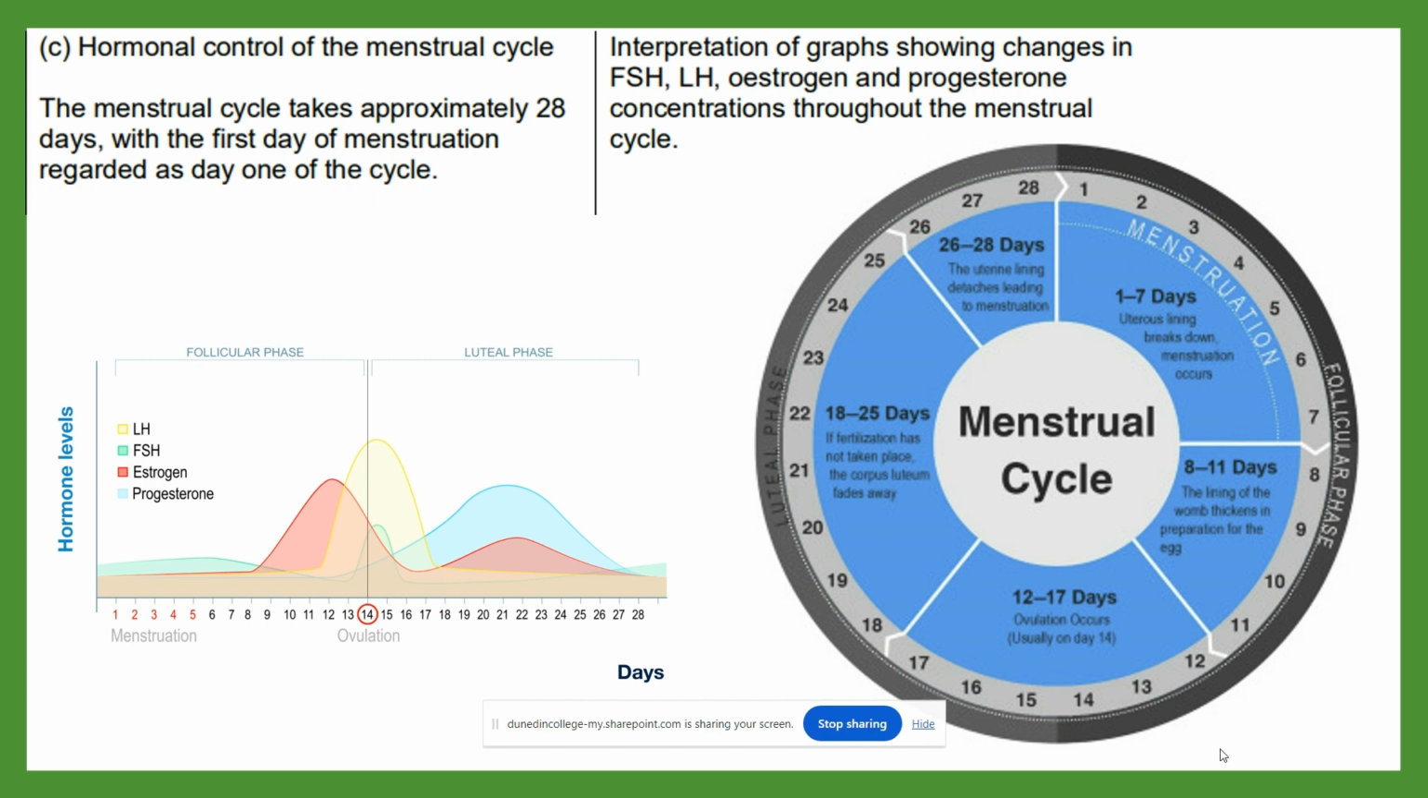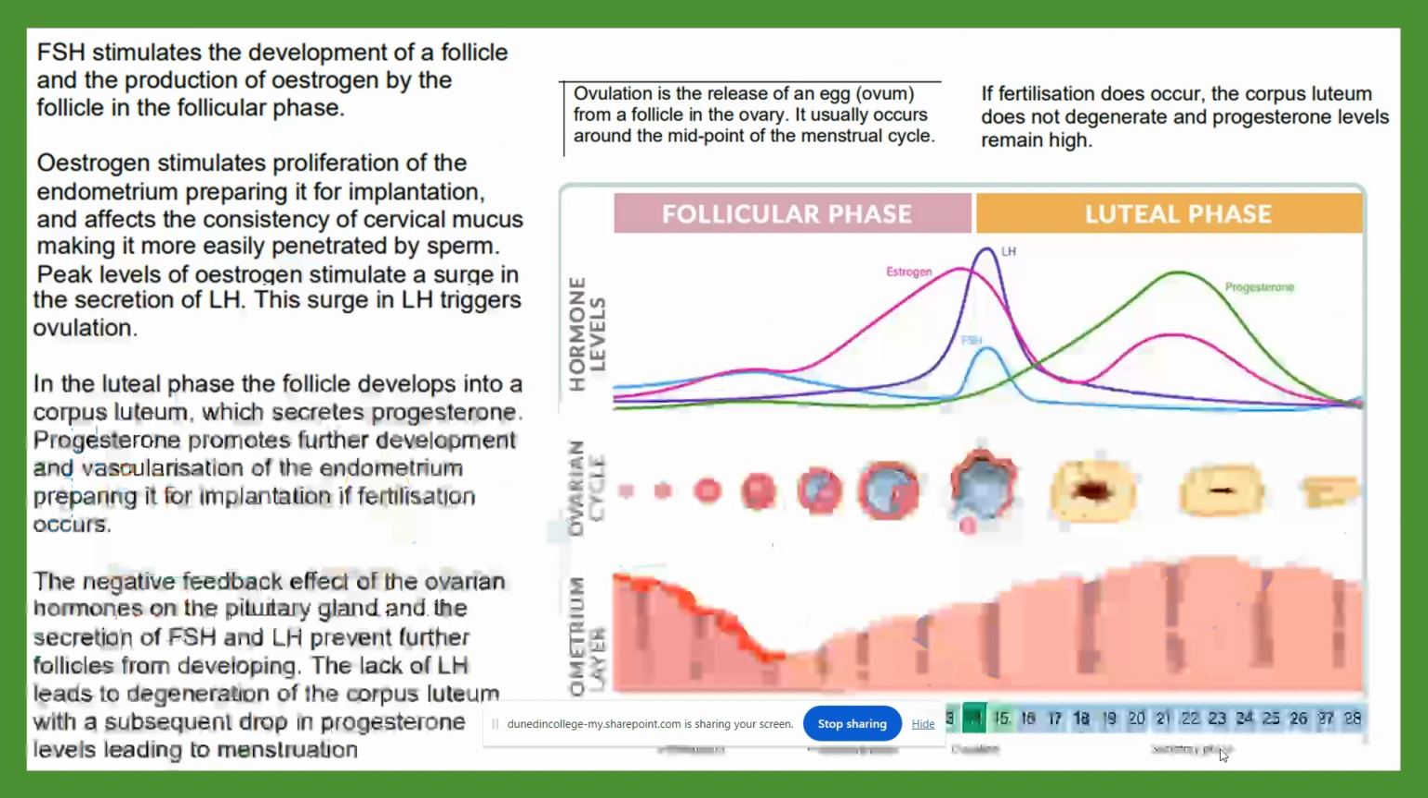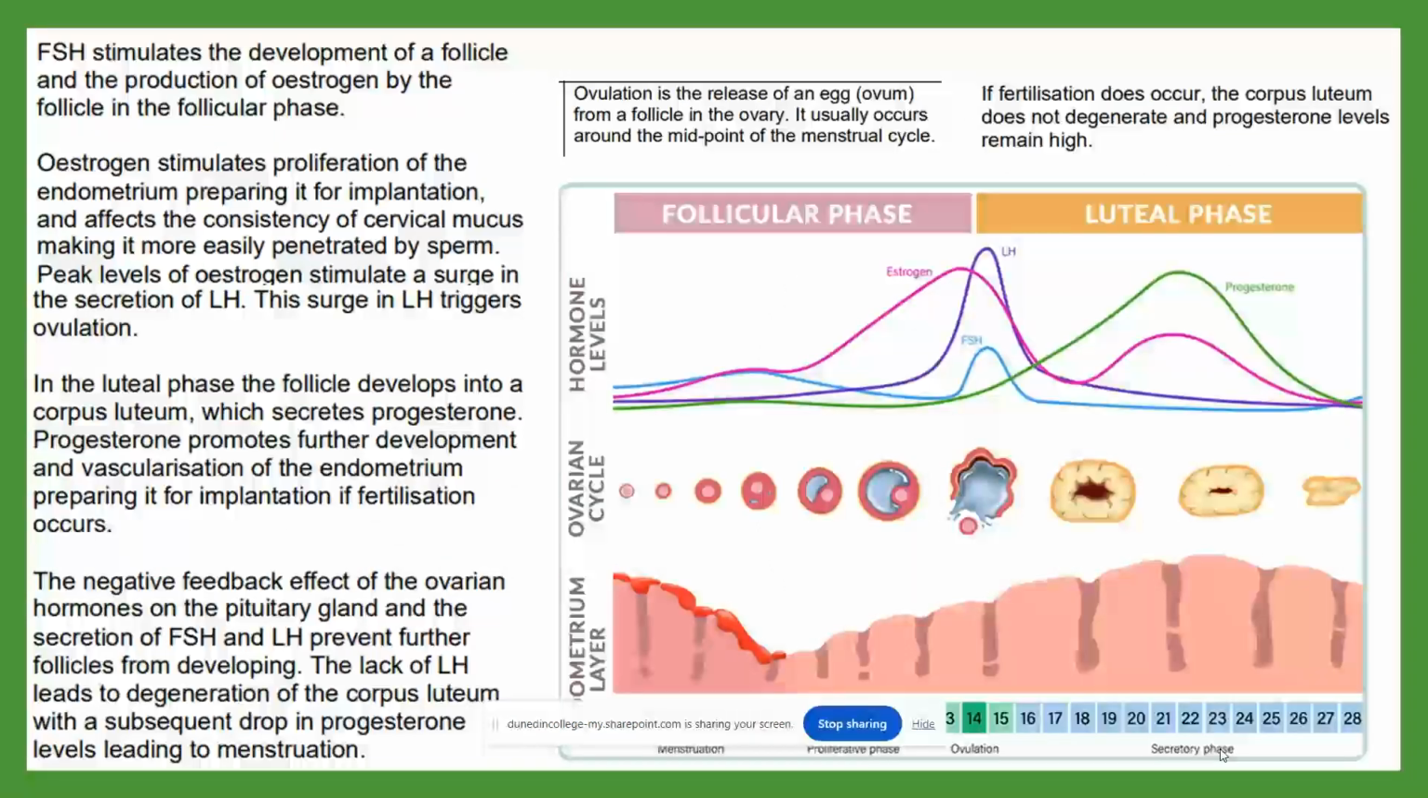As we talk through this, remember we will be basing it on a 28-day cycle, and day one is considered the first day of menstruation. I know we've got quite a bit of detail to go through, so please do make use of the diagram and the graph here to help make sense of it as we talk it through together.